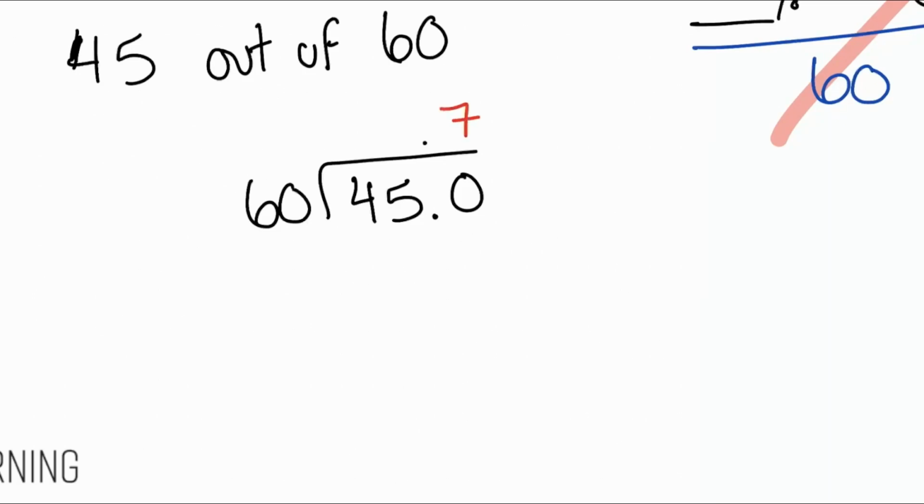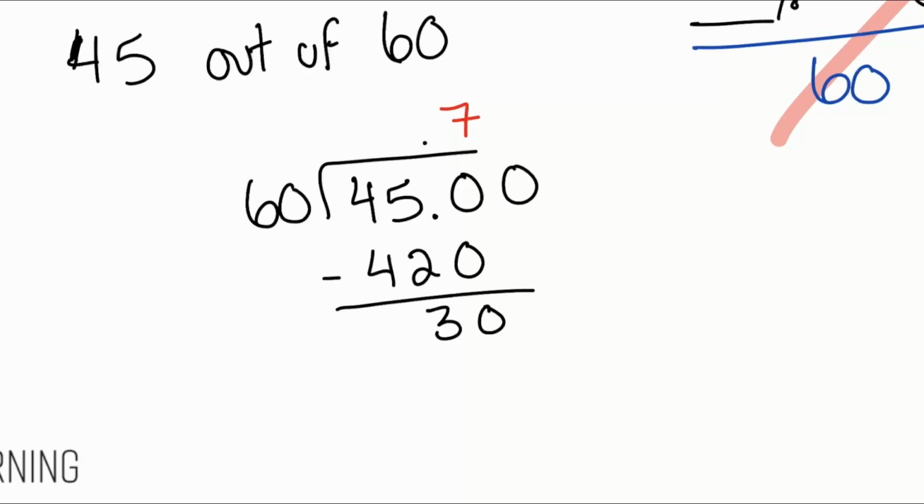7 right there. Because 60 multiplied by 7 is 420. When we subtract, we have 30 left. We'll take one more 0 right there, drop it to get 300. Everyone, how many times does 60 go into 300? 5 times. That is correct. And so we'll write the 5 right here. And so we have 0.75 or 75 hundredths. That's going to be our answer.